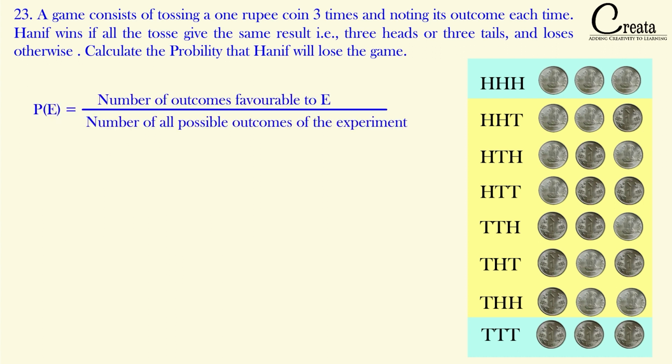So let's use the formula of probability. In the denominator we get the total number of cases, which is 8. In the numerator, the favorable outcomes are these 6 cases. So 6 comes in the numerator and 8 in the denominator. We get 6 by 8, or 3 by 4, as the answer. That is the probability of Hanif losing. So we have done question number 23. Let's move to the next question.